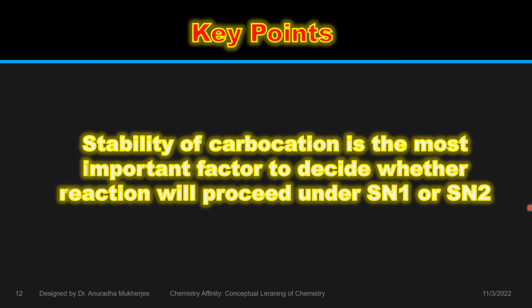So the key points from this SN1 versus SN2 reaction is that the stability of the carbocation is the most important factor to decide whether the reaction will proceed via SN1 or SN2. If the carbocation is very stable, then the reaction will proceed via SN1. If the carbocation is less stable, then it will proceed via SN2 mechanism.